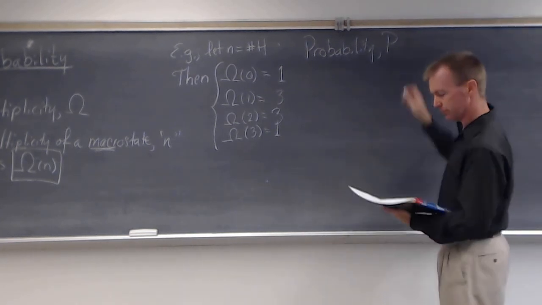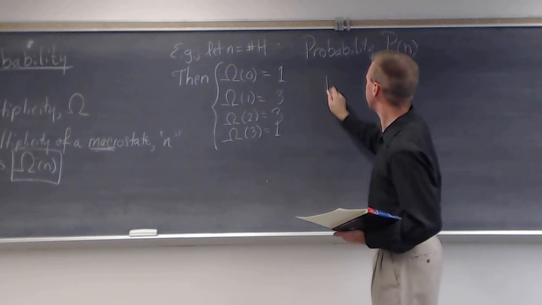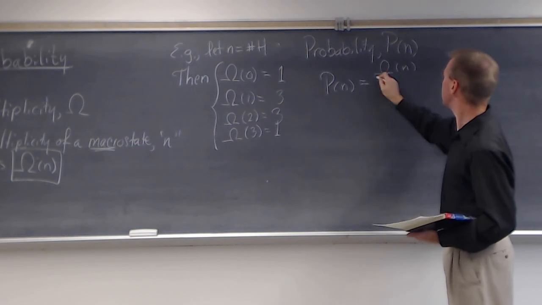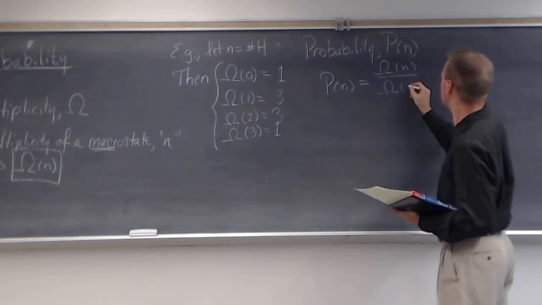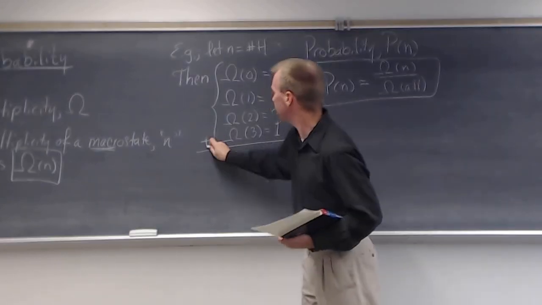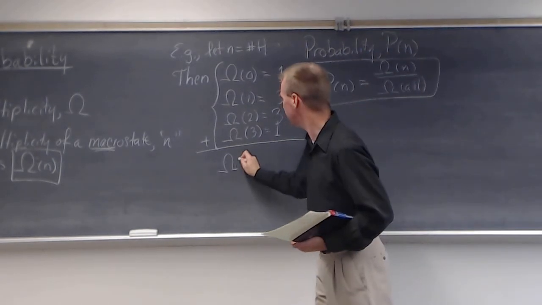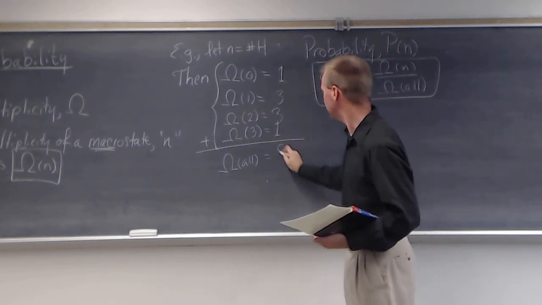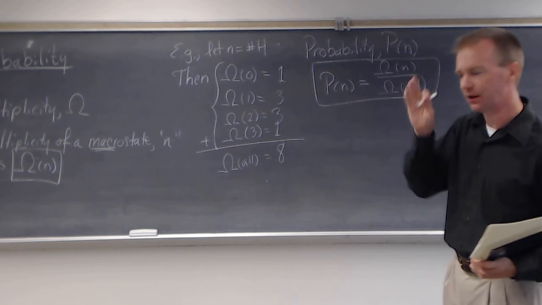Okay, so the probability P of a macrostate M is the multiplicity of that state divided by the multiplicity of all of the states, which is the total. What is the total? Well, if I add up all of these multiplicities of all the different macrostates here, I get the multiplicity of the entire set of them, which is 1 plus 3 plus 3 plus 1, 8, which I already knew, 8 possible.